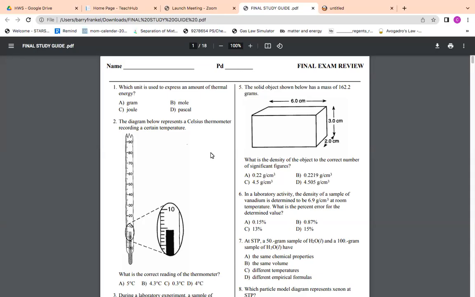I'm going to be doing a video for the final exam review. This one's real long, so it's going to take me a few videos. Right now I'm going to try and get through as much as I can. Let's just see how it goes. So this is covering units 1, 2, 3, 4, 5, and 6. So it is a lot of questions.